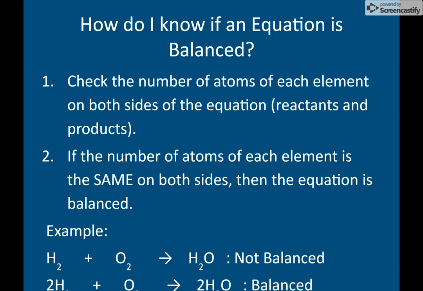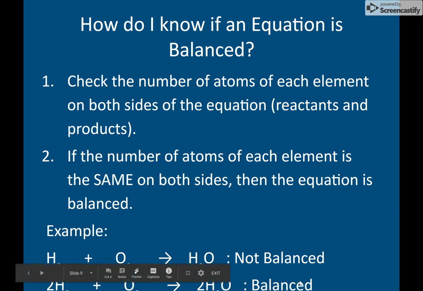And how do I know if an equation is balanced? So you're going to check the number of atoms of each element on both sides, reactants and products. If the number of atoms of each element is the same on both sides, then the equation is balanced. So H2 plus O2 yields H2O. This is not balanced because in my products, I only have 1 atom of oxygen.